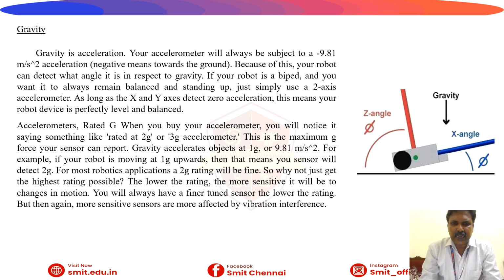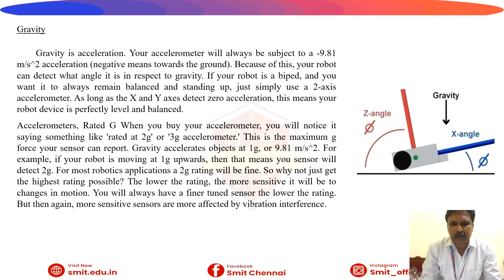Then the accelerometer rating in G. When you buy your accelerometer, you can notice it is rated as a 2G or 3G accelerometer. This is the maximum G force your sensor can report. Gravity accelerates objects at 1G, or 9.81 meter per second square. For example, if your robot is accelerating at 1G upwards, then your sensor will detect 2G. That is 2 times, it will measure.